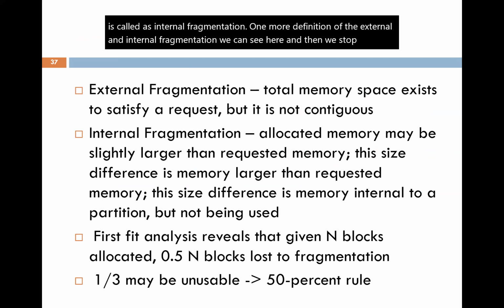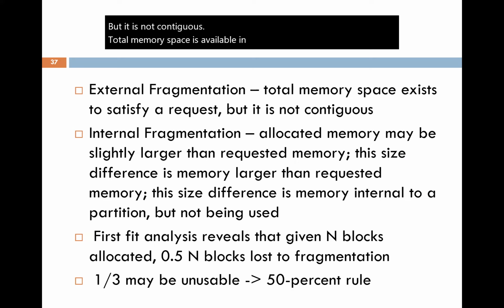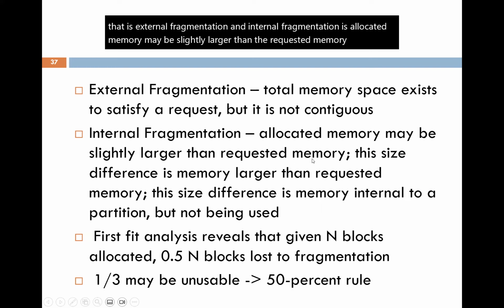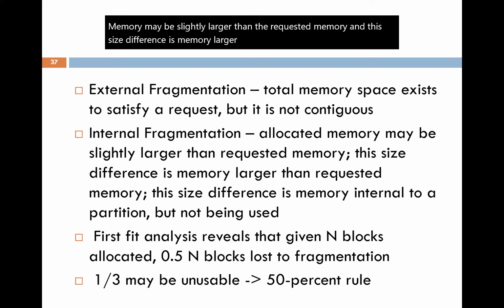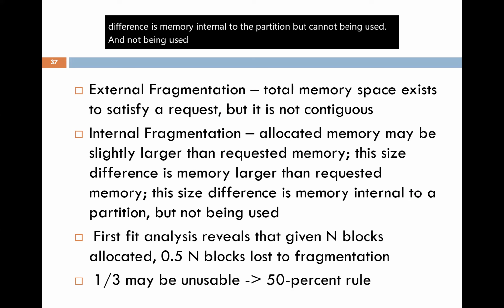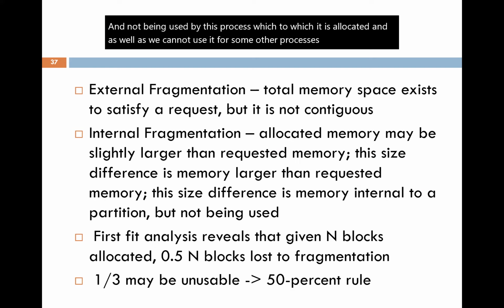External fragmentation: total memory space exists to satisfy a request, but it is not contiguous. Total memory space is available in the memory, but it is fragmented into parts, so we cannot allocate it because it is not contiguous. That is external fragmentation. Internal fragmentation: allocated memory may be slightly larger than the requested memory. This size difference is memory internal to the partition, but not being used by the process to which it is allocated, and we cannot use it for other processes because it is internal to the partition.